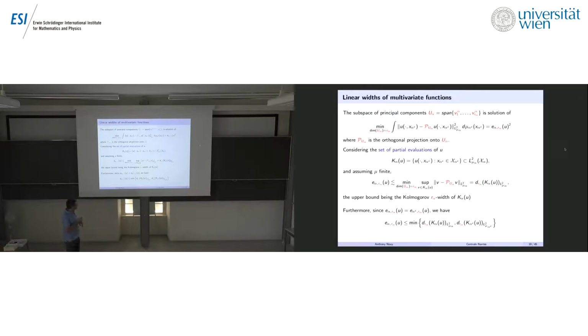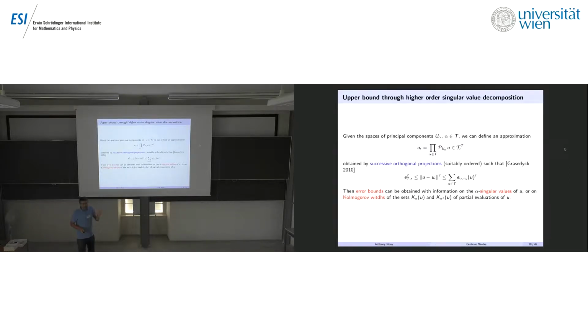Since the best approximation error E alpha R alpha is the same as E alpha complementary R alpha, because essentially the alpha ranks and alpha complementary ranks are the same, you obtain a sharper bound, which is a minimum of the Kolmogorov width of two types of partial evaluation. Either you evaluate partially with variable X alpha or X alpha complementary. Okay?